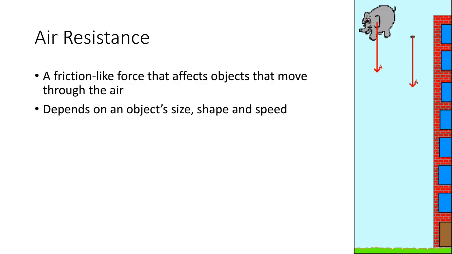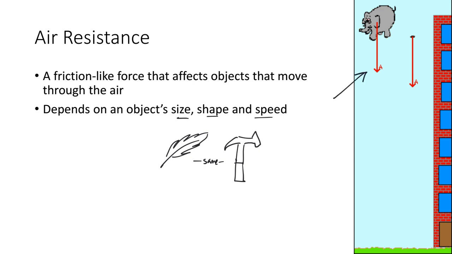Air resistance is a frictionless force that affects objects moving through the air. It depends on an object's size, shape, and speed. So air resistance is the reason why a feather and a hammer might appear to fall at different rates in real life. But on the moon, when there's no air resistance, they'll fall at the same rate. The air resistance that the feather exhibits in real life is due to its size, shape, and speed.